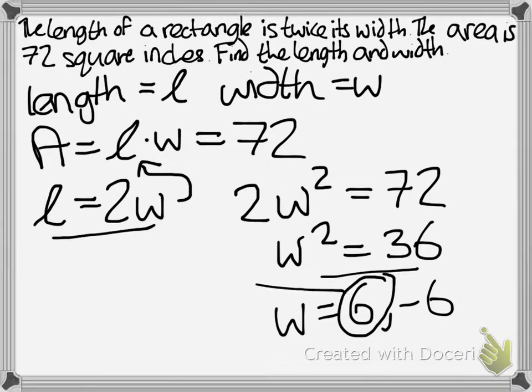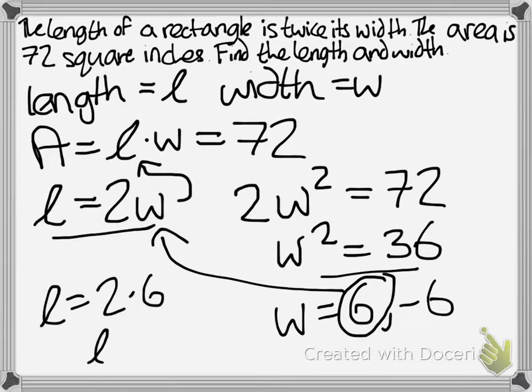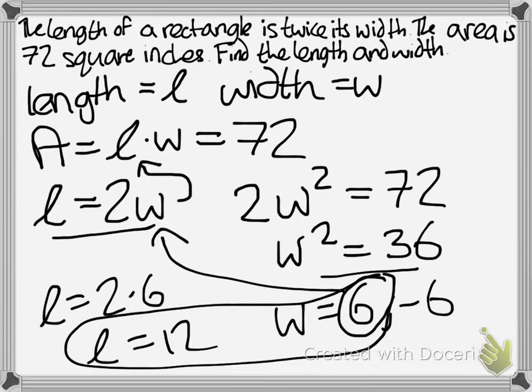Then I need to find my length. I plug that back in up here. My length is 2 times my width. L is 2 times 6. L is 12. W is 6. L is 12. I'm good. Alright, there are lots of different word problems that you can look at.